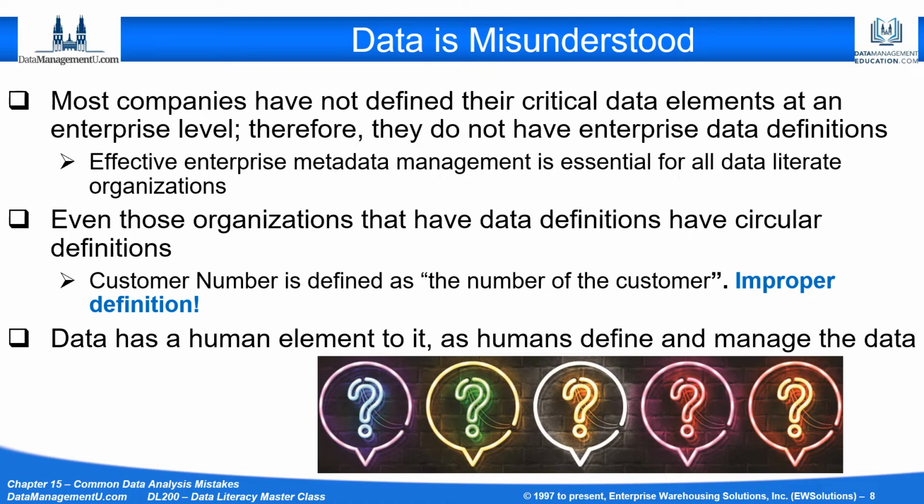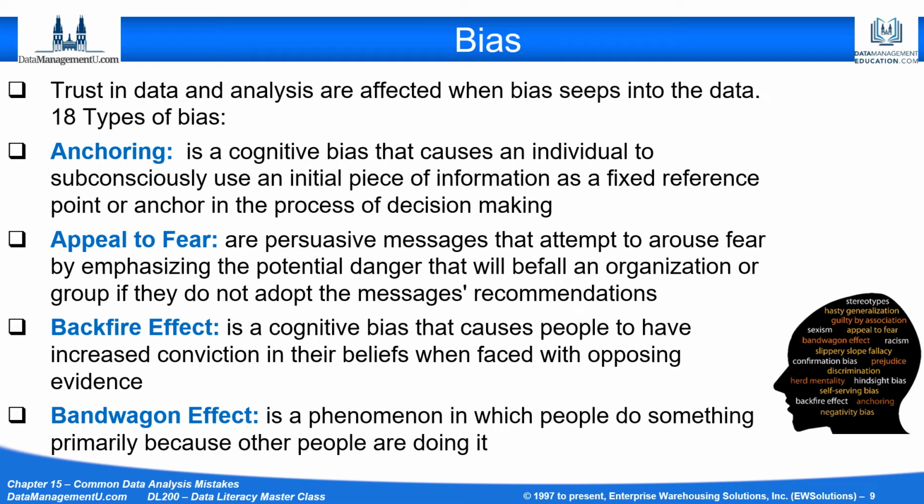Remember, when we talk about understanding data, it does have a human element to it, as humans define and manage the data. So it's going to have little tweaks in there that can sometimes cause issues. Trust in our data and our analysis is affected when bias seeps into the data. Bias can come in many forms. I'm going to share with you 18 types of bias that we commonly see in the field.